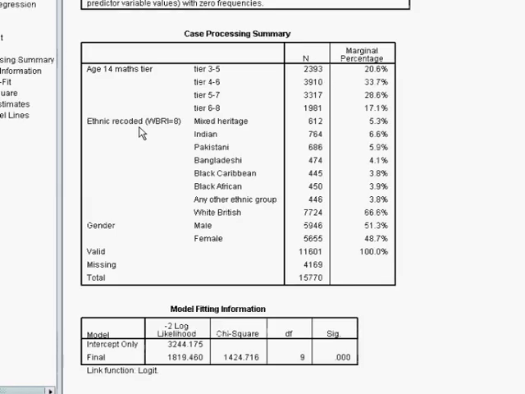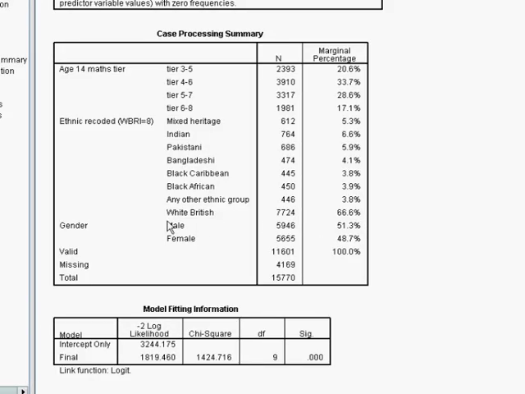We've also got information about the ethnic group here, and this sort of justifies our decision to use white British as the reference group for this particular variable, because you can see that two-thirds of the students are actually within this category, so it was worth doing that recoding we did to create the ethnic 2 variable, which I mentioned in the previous video.